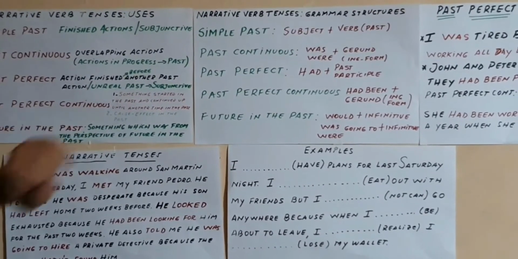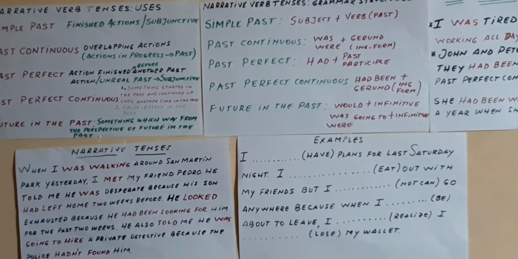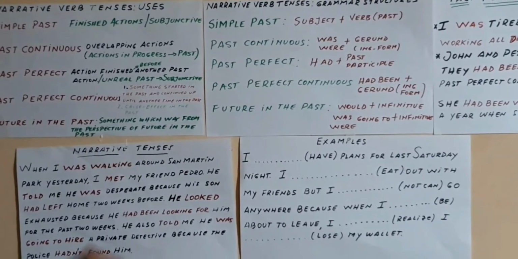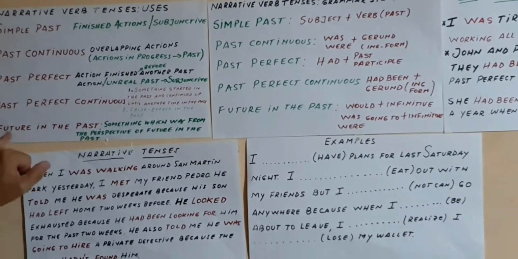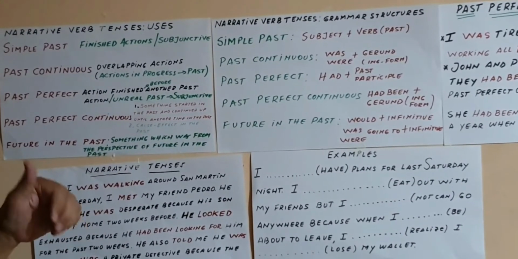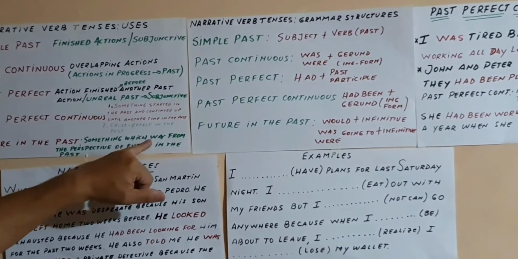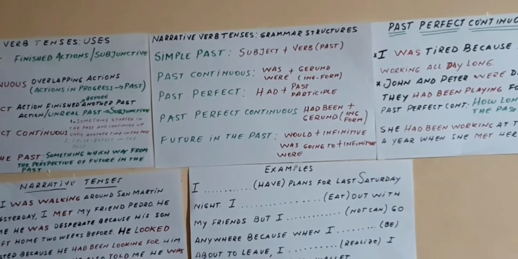The past perfect continuous, something that started in the past and continued up until another time in the past. Or it is also used for cause-effect in the past. And the future in the past can be expressed with was or were going to or would, something which was from the perspective of future in the past.